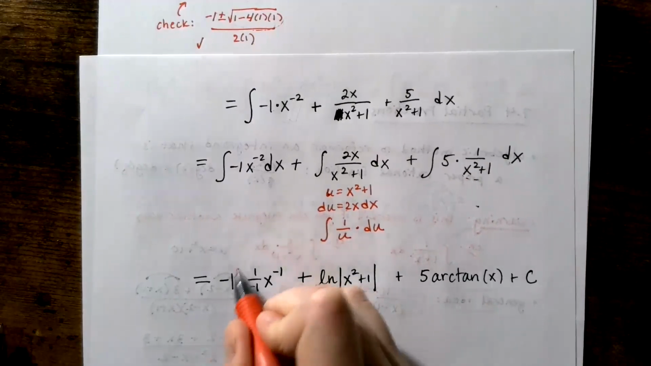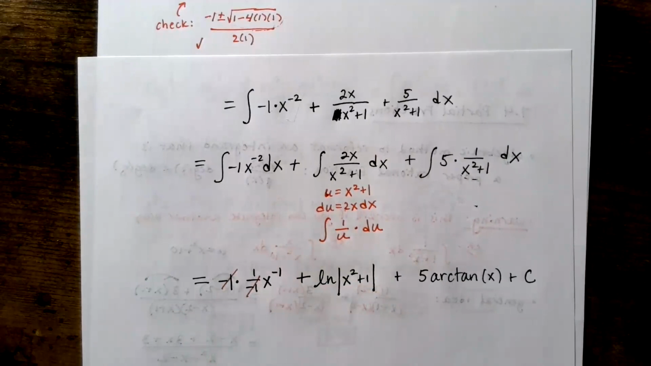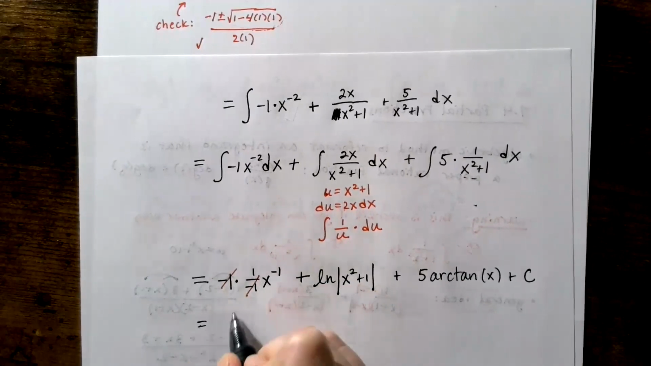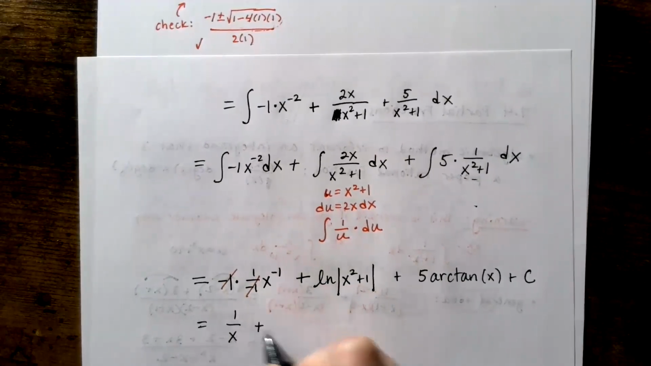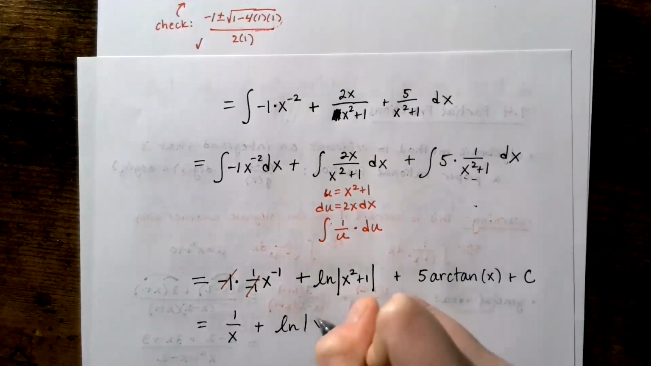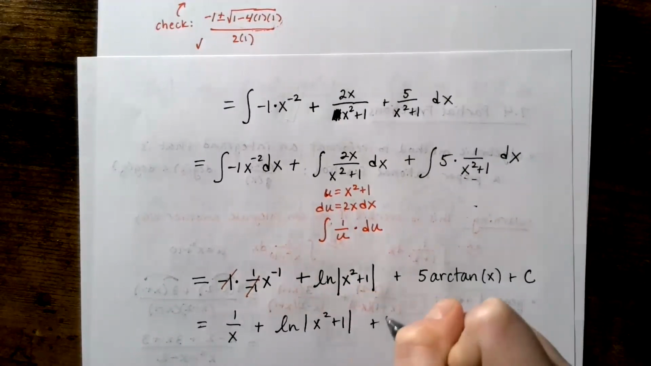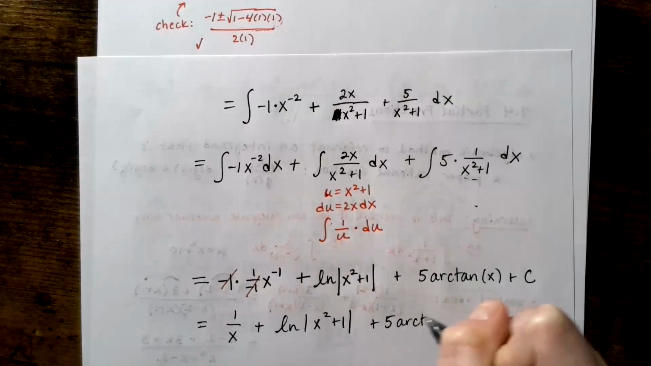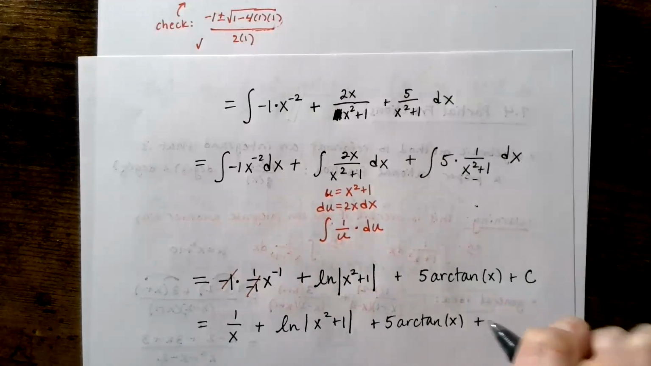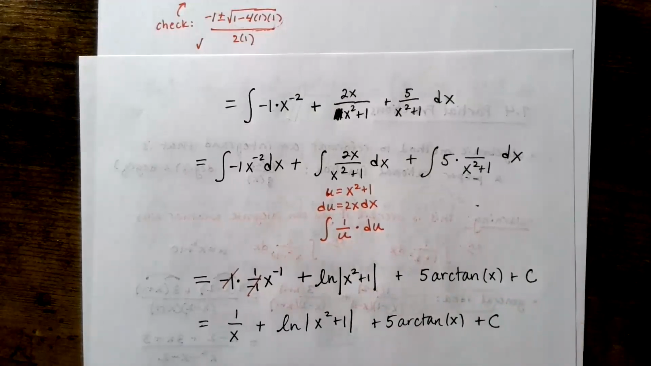I'm feeling compelled to cancel these -1s. X to the -1 is 1 over x, so we could format that a little differently. And that is my final answer.